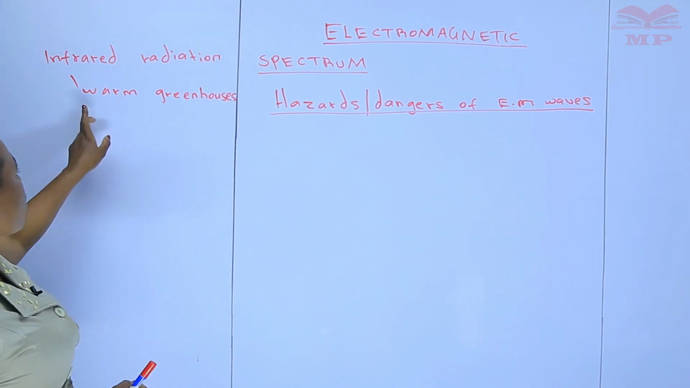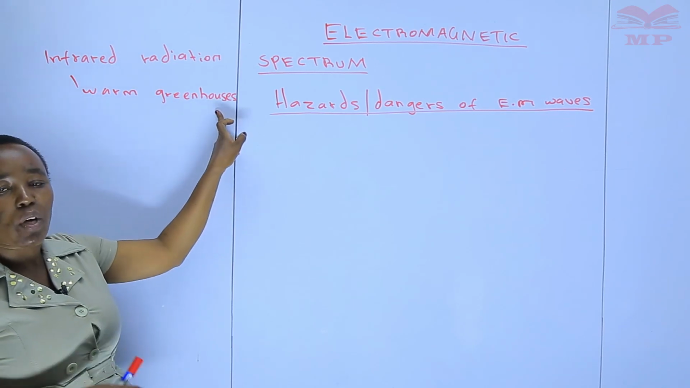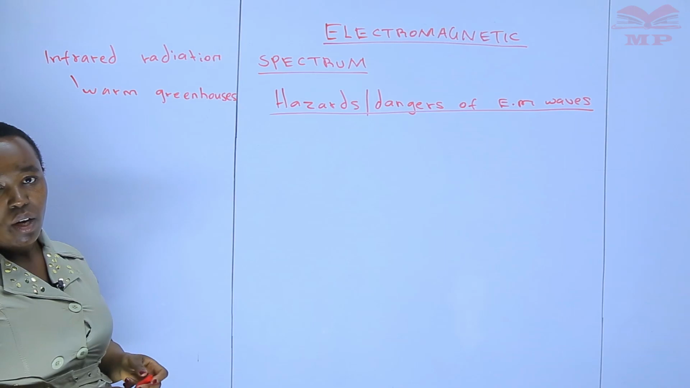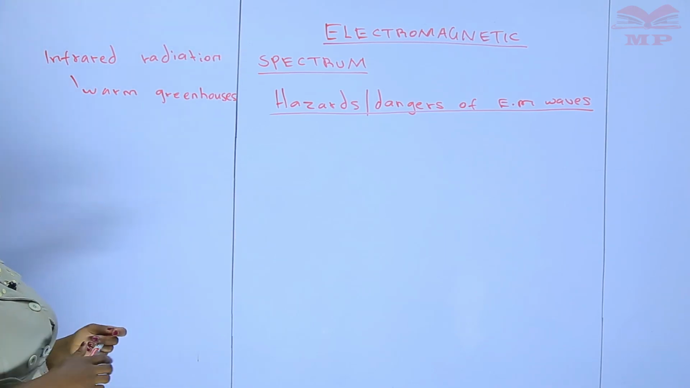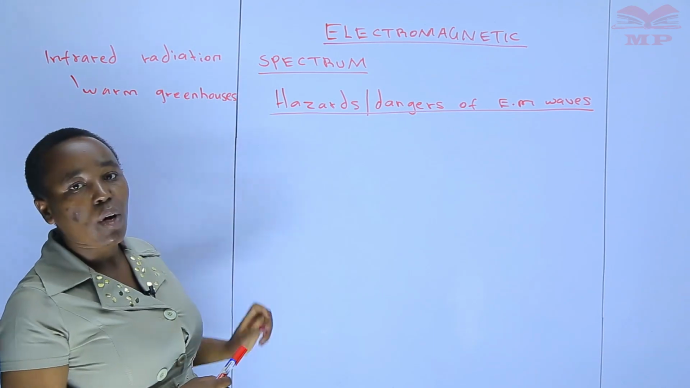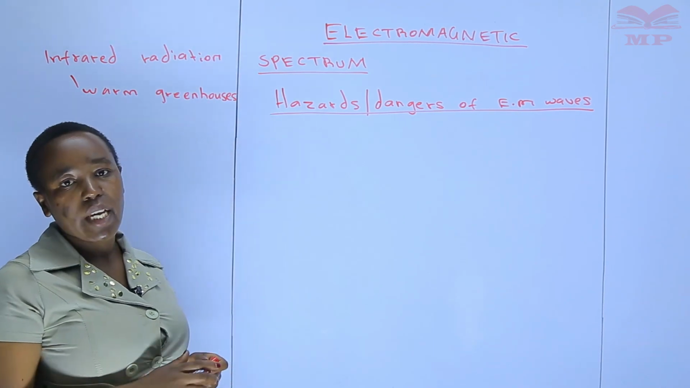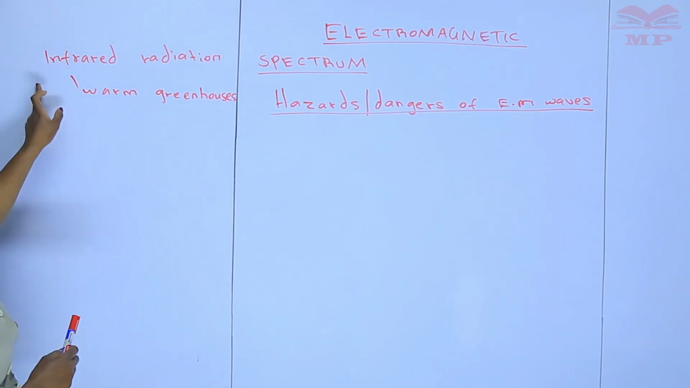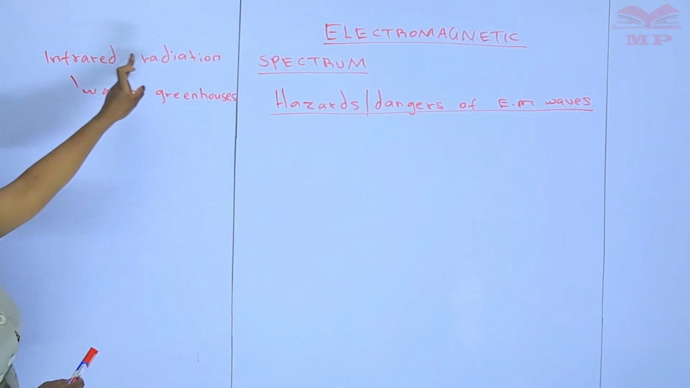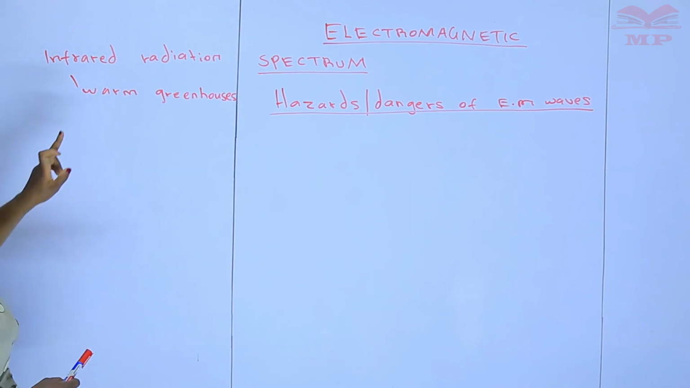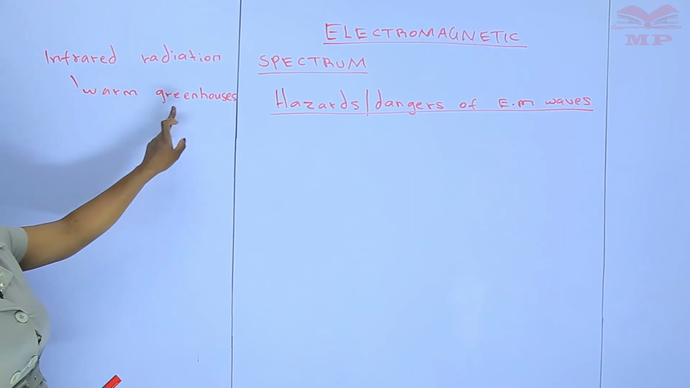As I have said, we are going to first explain how it works in a greenhouse, or what we call the greenhouse effect. Then we'll finally look at the dangers of some of the electromagnetic waves. So we go back and look at this use of the infrared radiation, which we are saying can be used to warm greenhouses.